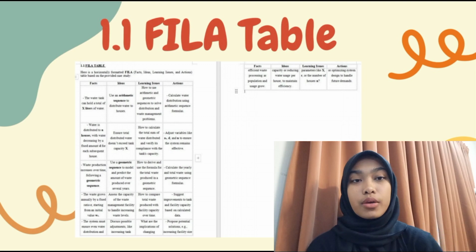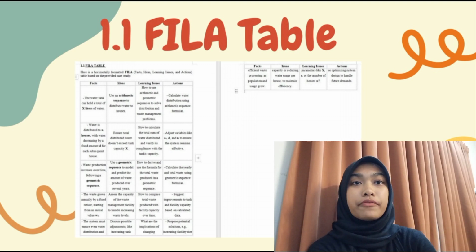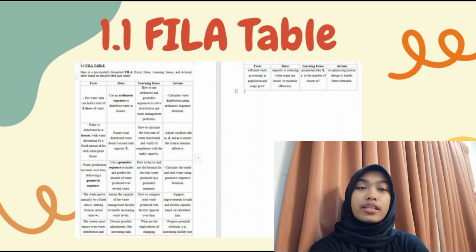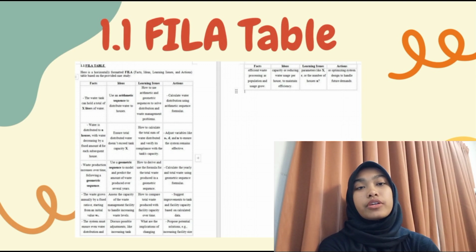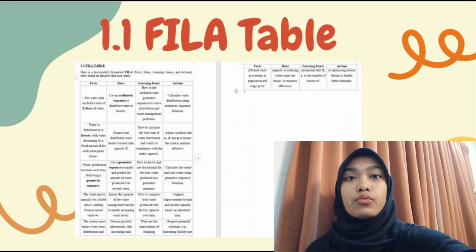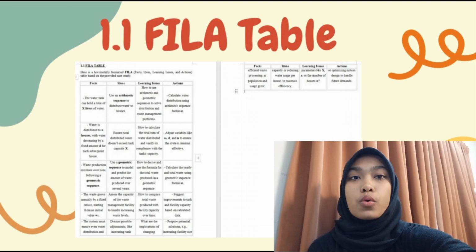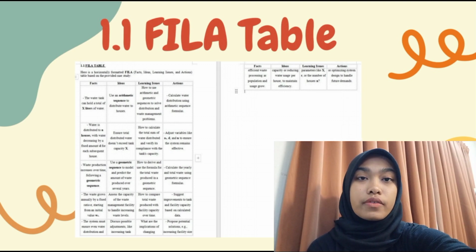So now I would like to talk about the PBL table. This PBL table contains facts, ideas, learning issues and actions. So first, for the facts, the water tank can hold a total of X liters of water. And the second one is water is distributed to end houses, with water decreasing by a fixed amount D for each subsequent house. Next is waste production increases over time following a geometric sequence.